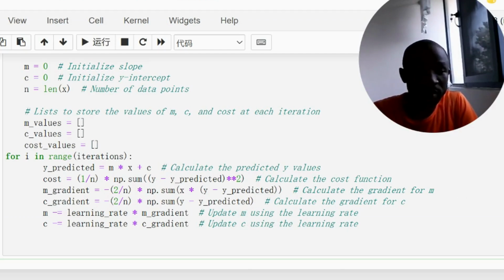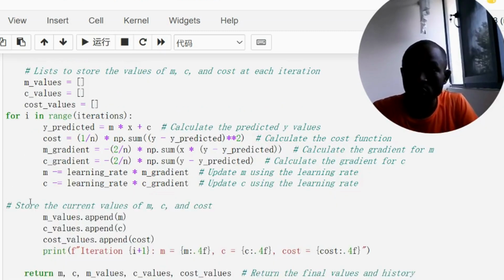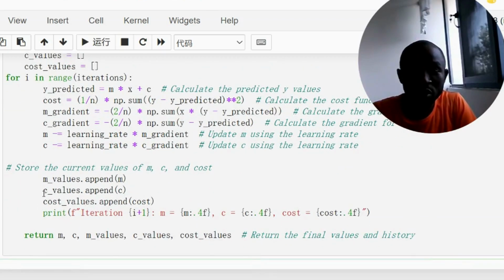Okay. After that, what are we going to do? After that, we have to store the current value of m, c, and the cost. So we have to store these values. For us to store these values, we are going to call append. We say m_value.append of m, right? Store c: c_value.append of c. We call again cost_value.append of cost.